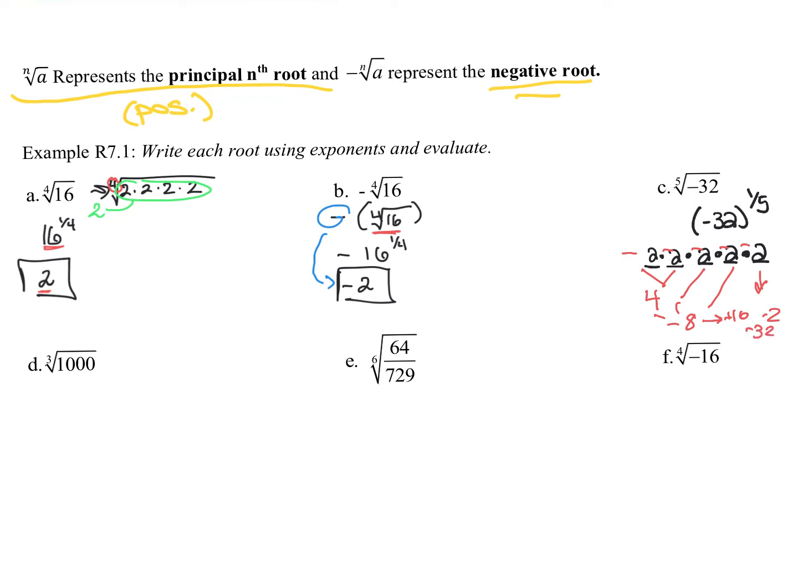So the fifth root of negative 32 is negative 2.